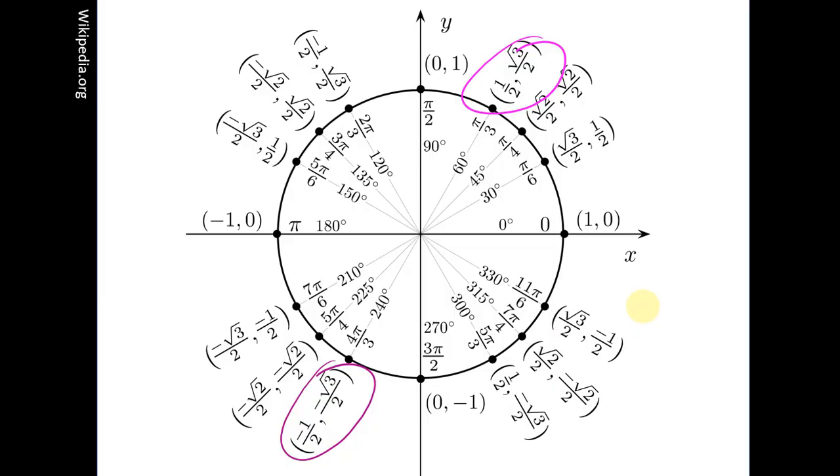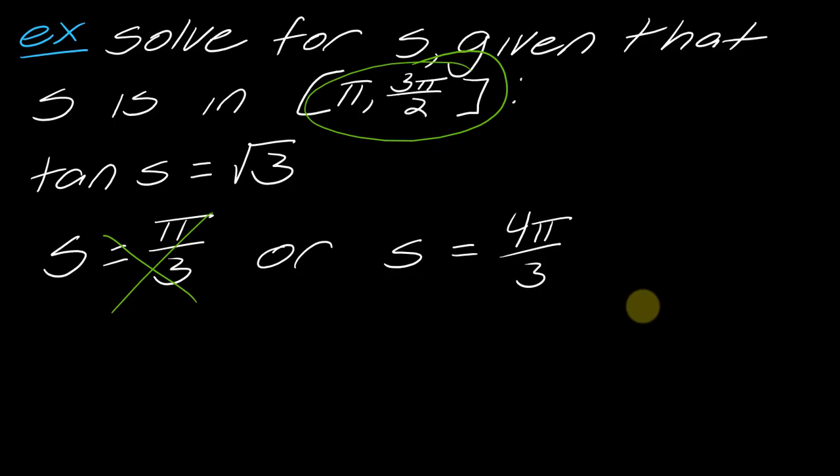If I come back to this, from pi to 3 pi/2, we're talking about this part of the graph. And so, okay, that means I can discard pi over 3, right? This will be the only solution that actually fits the criteria.